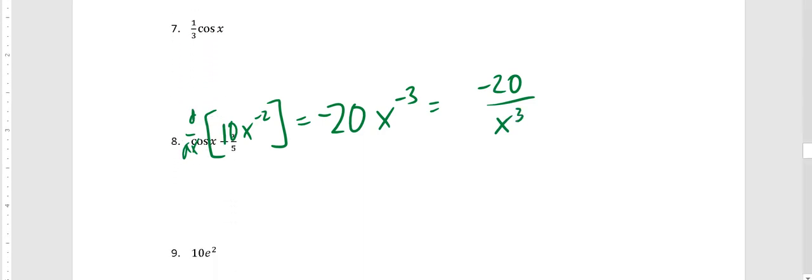Oh, come on! Microsoft Word, shaking my head at you.